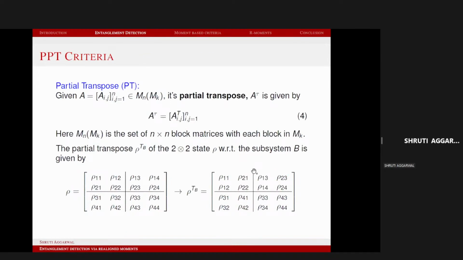So first let's talk about the PPT criterion, which is one of the most prominent criteria. If we have a matrix A which is an n cross n block matrix with each block of size k, then the partial transpose is described as the transpose of each block in the matrix. For example, in a 2-qubit state given by the density matrix rho, rho TB, which denotes the partial transposition with respect to subsystem B, is defined like this, where the transpose of each block is taken.